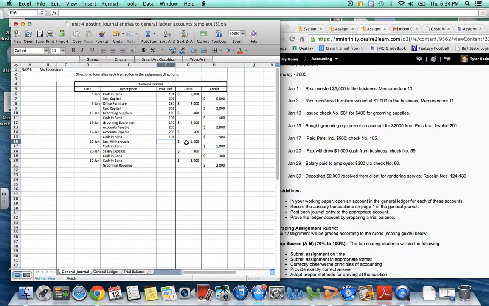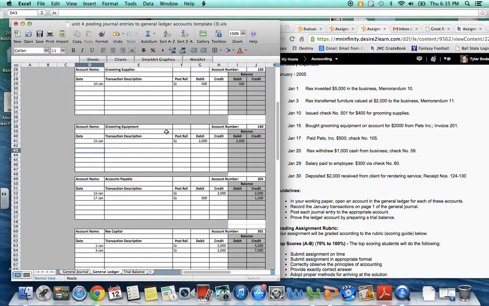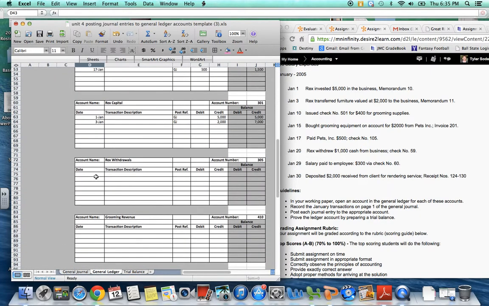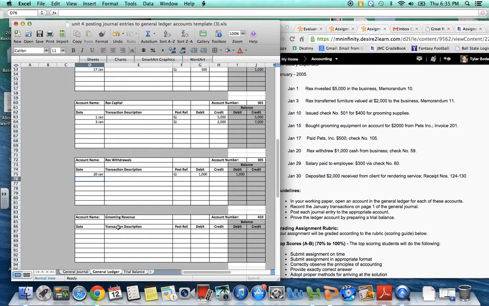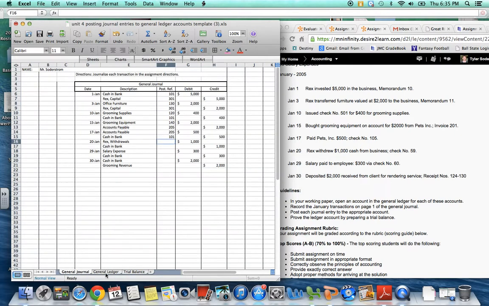Next, I have a $1,000 debit that I'm posting to Rex Withdrawals. So here's that transaction. That was on January 20th. Post reference is GJ. And I'm posting a $1,000 debit. Again, I had no balance, so a 0 balance plus a $1,000 debit equals a $1,000 debit balance. I need to go fill my post reference. Rex Withdrawals was account 305. So 305 in the post reference.